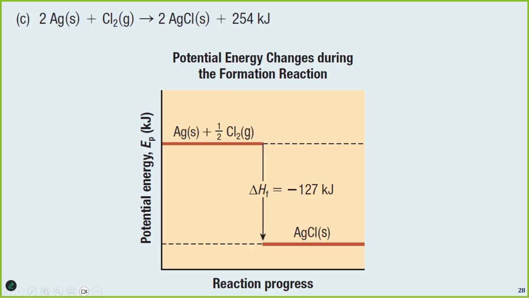Okay, then last one. Since the energy term is on the side of the product, the reaction is exothermic. The equation is for the formation of 2 mole of AgCl in solid state, so we divide reactants, product, and enthalpy in half. Draw the potential energy diagram per mole of the product formed.